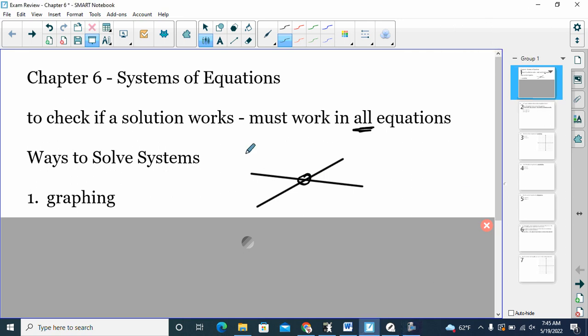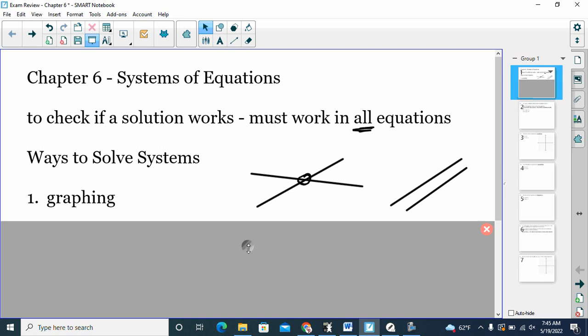It is possible when we graph the 2 lines that we have parallel lines. My lines look like that, and they are never going to cross each other. When that's the case, we state that there is no solution. It is also possible that I graph the first line and it looks like that, and we graph the second line and it lines right up on top of the other one. I guess this one's not perfectly parallel. But if our 2 lines do line up right on top of each other, we have infinitely many solutions. So we can solve systems by graphing.